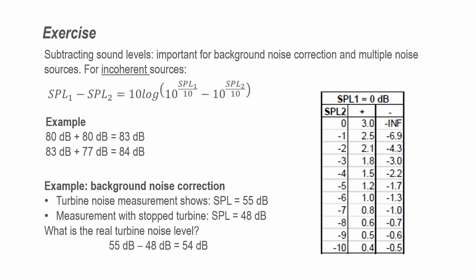Suppose a turbine shows 55 dB with operation and 48 dB installed. The real turbine contribution would be, if you check the table, about 54 dB.